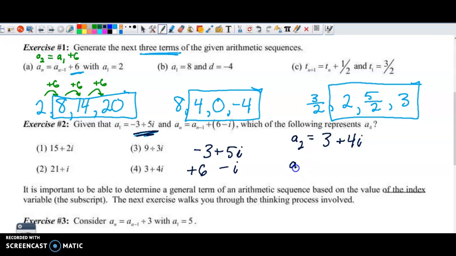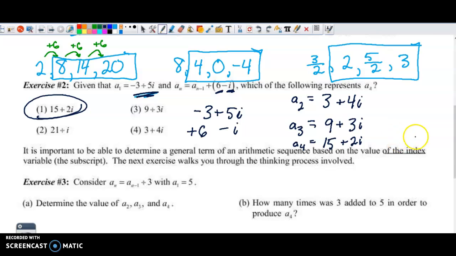So then a sub 3 is again adding 6 to the real part. So that would be adding 6 to 3 would give me 9. And subtracting 1i from 4i would be 3i. And then the fourth term, should have written smaller, but that's okay, add 6 to the real part, so we're at 15. And add negative 1i, or just subtract 1i from the imaginary part, gives me 2i.